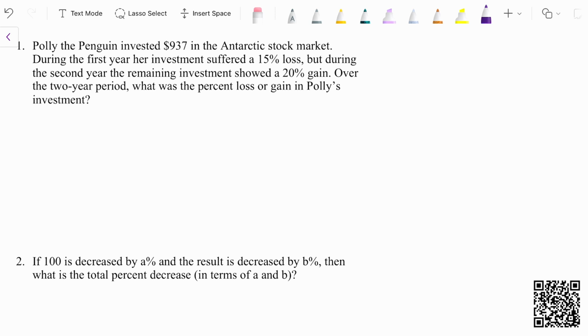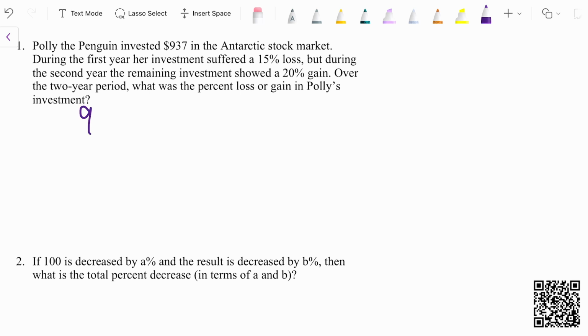Today's first question is, Polly the penguin invested $937 on the Antarctic stock market. During the first year, her investment suffered a 15% loss, but during the second year, the remaining investment showed a 20% gain. Over the 2-year period, what was the percent loss or gain in Polly's investment?